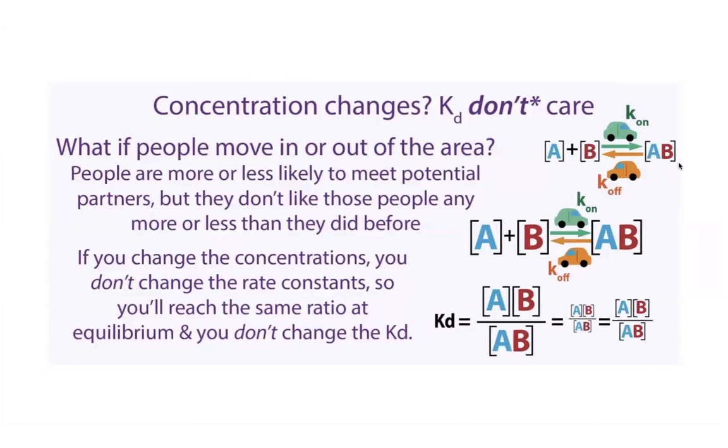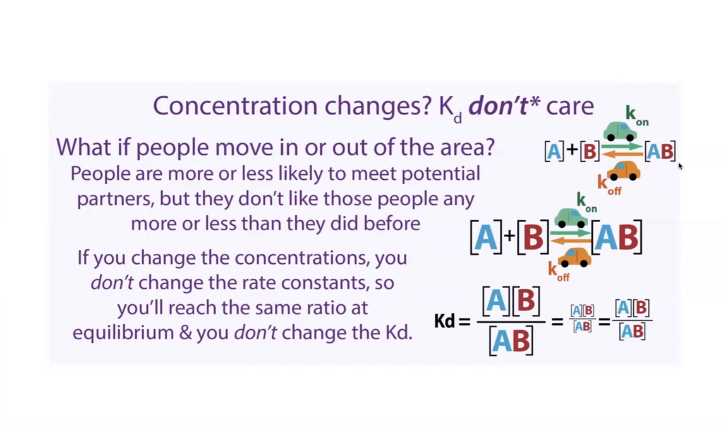And now let's think about what does and doesn't influence it. So let's think about changes in the concentration. So what if people move in or out of the area? Well, as we talked about before, this means that people are more or less likely to meet potential partners. So you're more likely to find a potential partner if people move in, and you're less likely to find a potential partner if people move out.